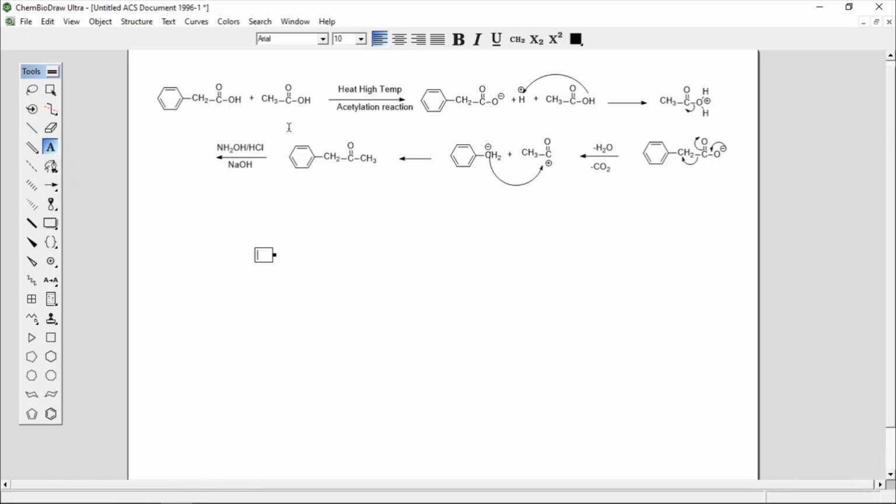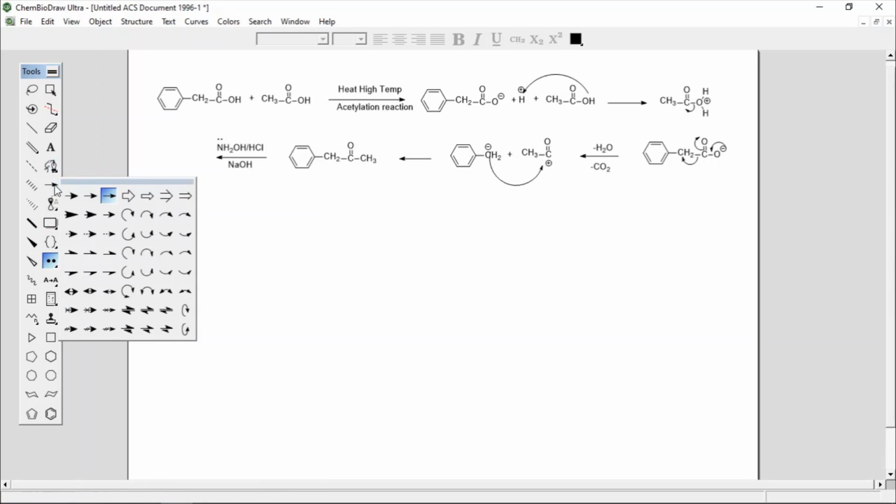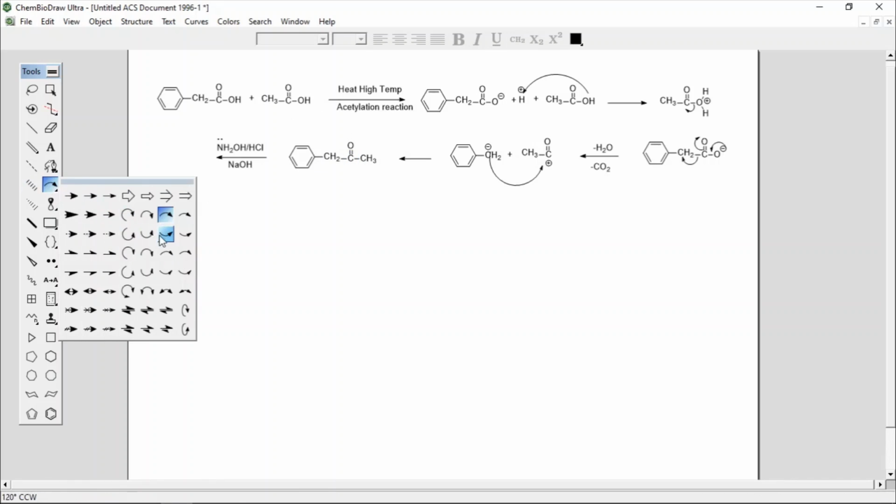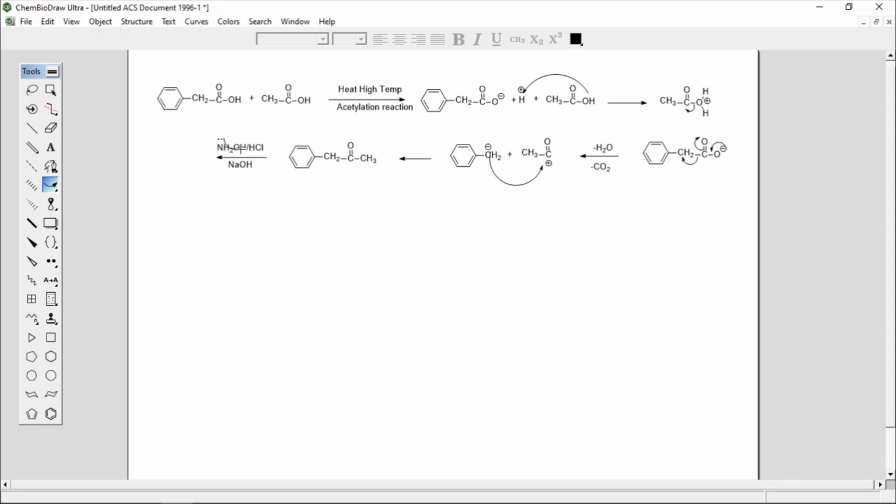Okay, so this reaction is called formation of oxime. So I will show you the lone pair. There is a lone pair on this nitrogen. So this lone pair will attack on the carbonyl carbon of this carbonyl compound. Okay, carbonyl function. So it will attack on this carbonyl carbon.